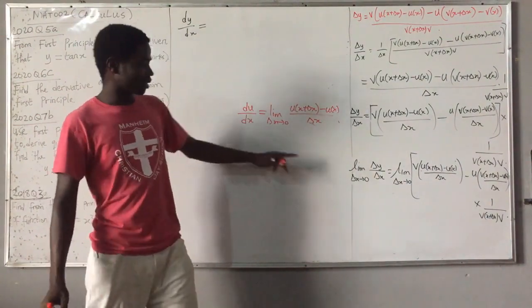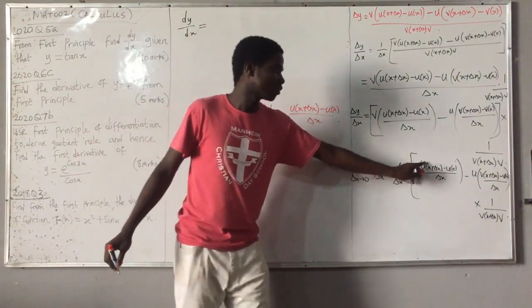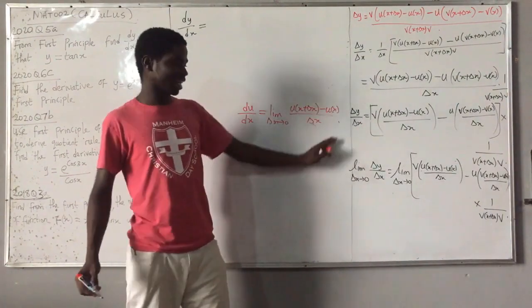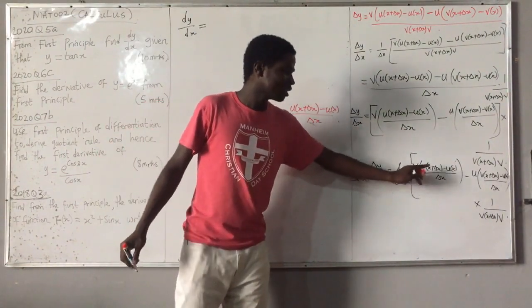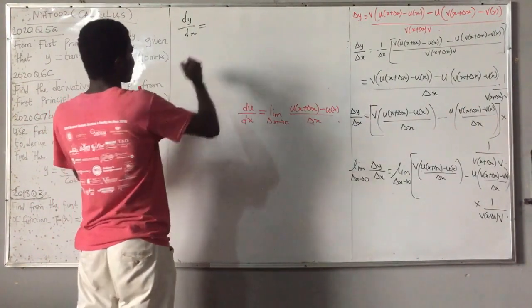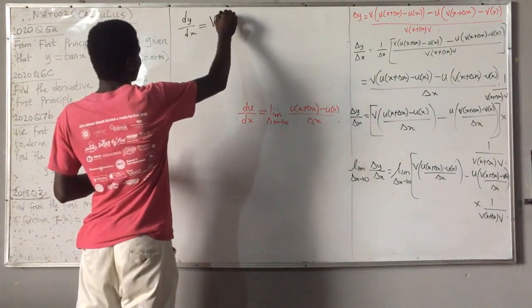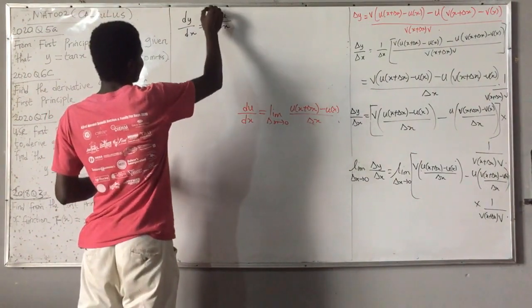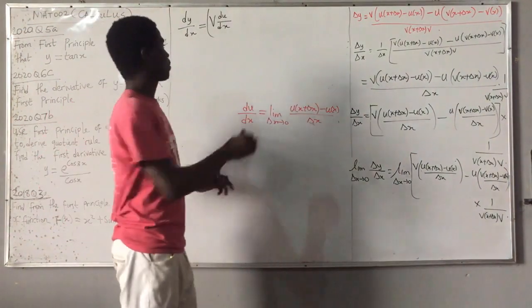So now look at it. The limit as delta s goes to 0 of this one is exactly dv/ds. That is my point. So I will have v du/ds. Maybe I can still put it in a bracket.